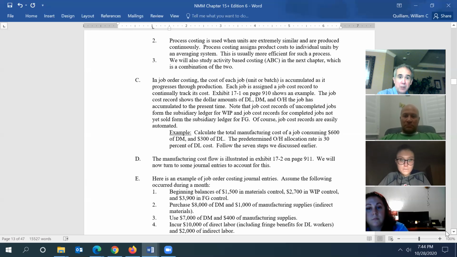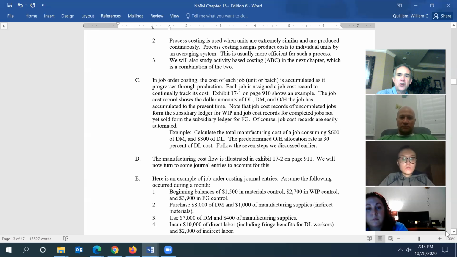There's an example in your book, but I will show you a simple one in just a moment, which will be fine for us. But the job cost record shows the dollar amounts of direct labor, direct materials, and overhead the job has consumed or accumulated to the present time. We can note the job cost records of uncompleted jobs form the subsidiary ledger for work in process.